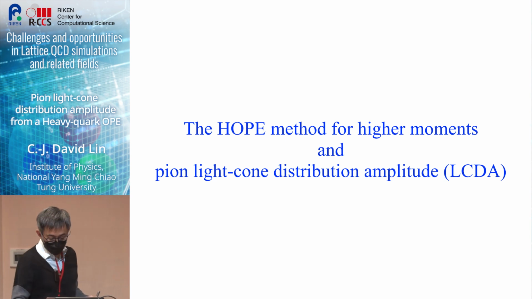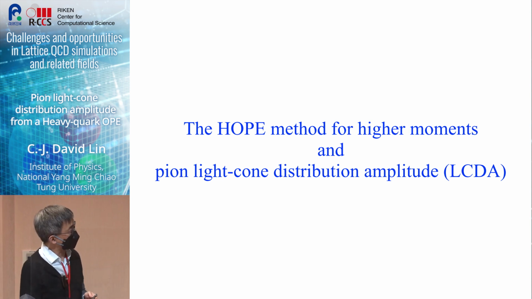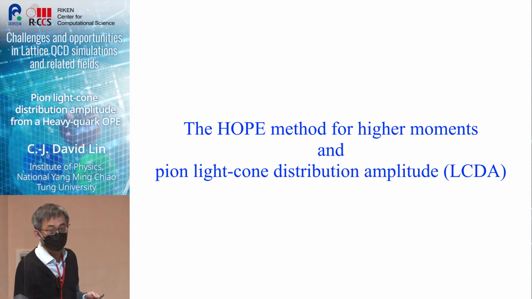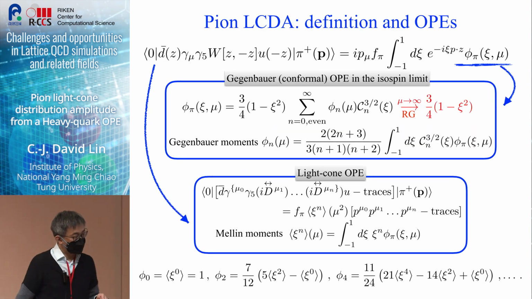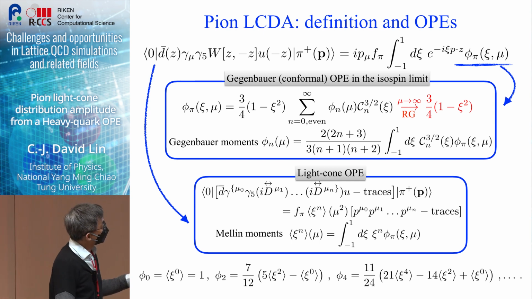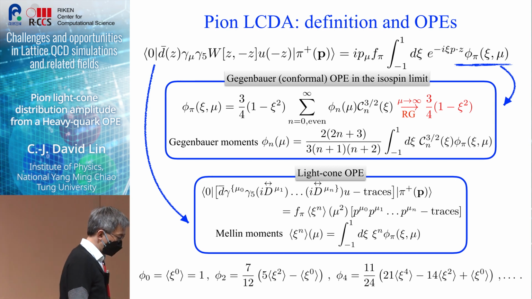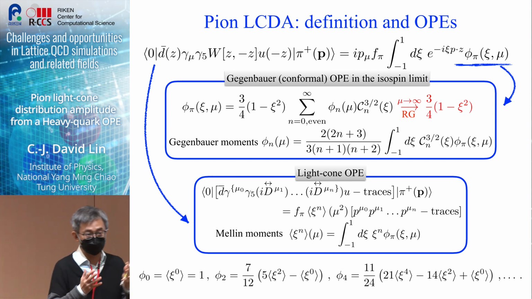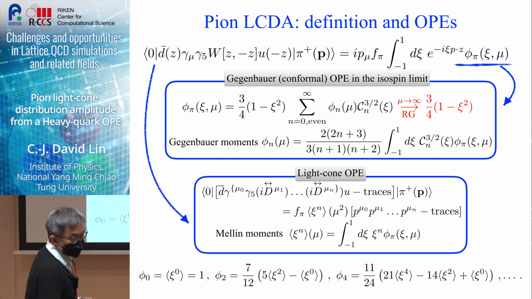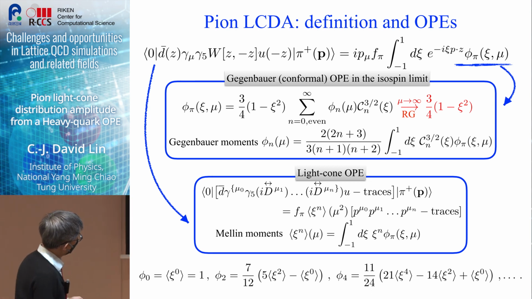Let's go on to introduce how to implement this whole method by looking at this example of Pion-Lycon distribution amplitude. But before I proceed, let me remind you what the Pion-Lycon distribution amplitude is and why it's interesting to study it. The Pion-Lycon distribution amplitude is denoted by this phi sub pi here on this slide, and C parameterizes the fraction of Pion momentum carried by one of the valence quarks. Of course, then 1 minus C is the fraction of momentum carried by the antiquark. And mu is the renormalization scale, and F pi is just the Pion decay constant.